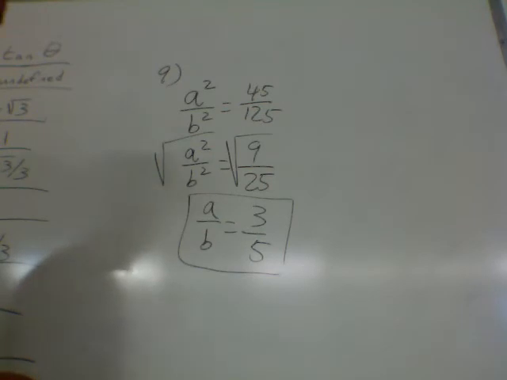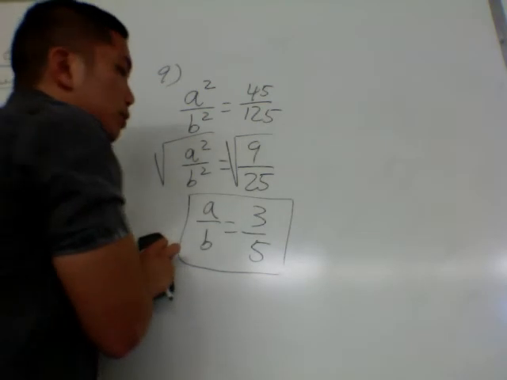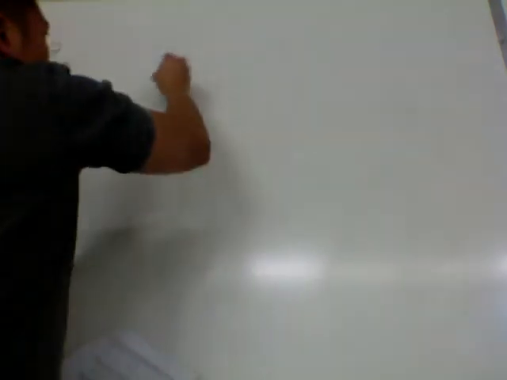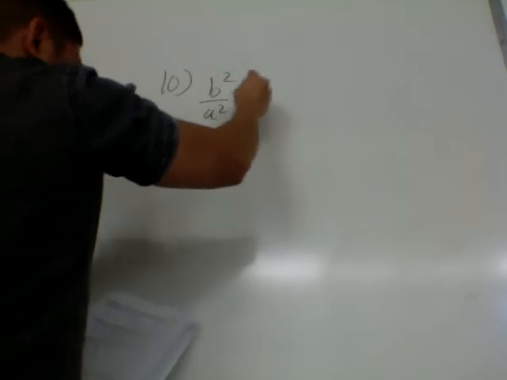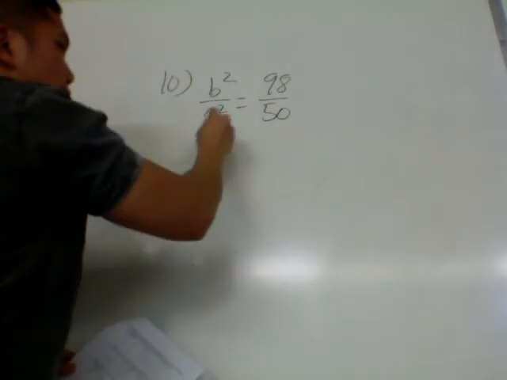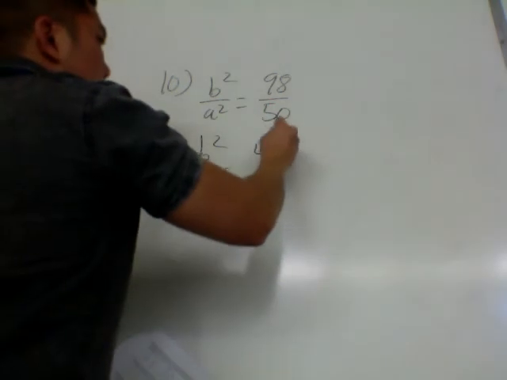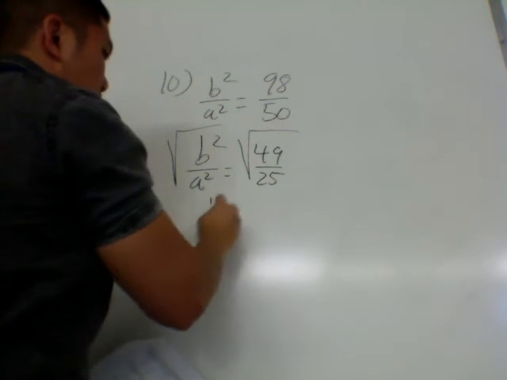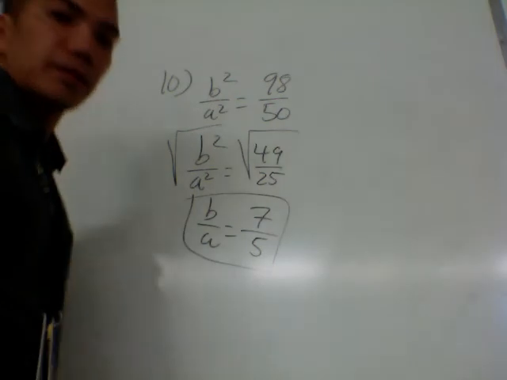Now, number 10 is exactly the same problem, except if you read the question, it says I'm going from triangle B to triangle A. So now for number 10, I'm going b squared over a squared. It's 98 over 50. I have to reduce it first. So I know 2 can go into both. So this is 49 over 25. I square root both sides, and my scale factor is 7 over 5.